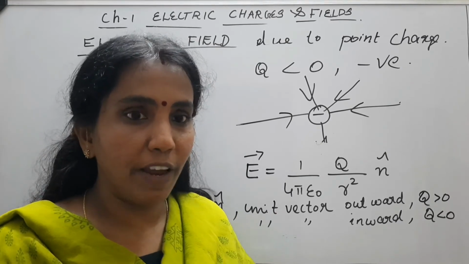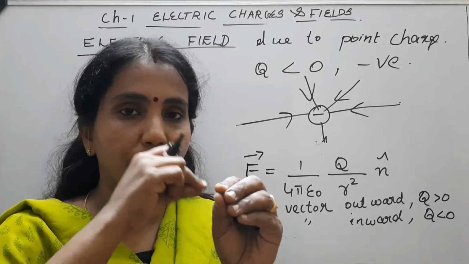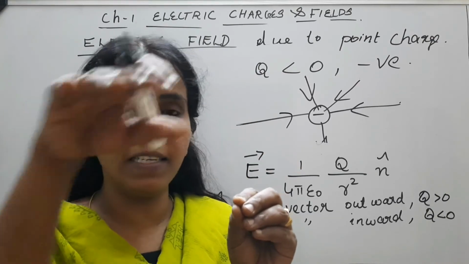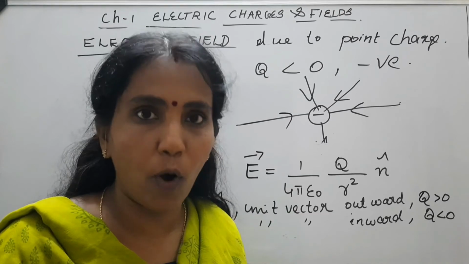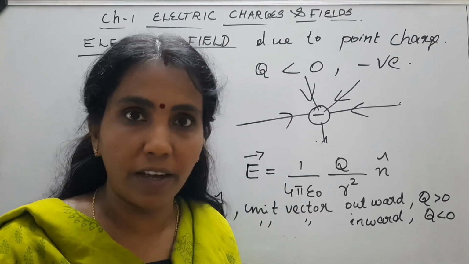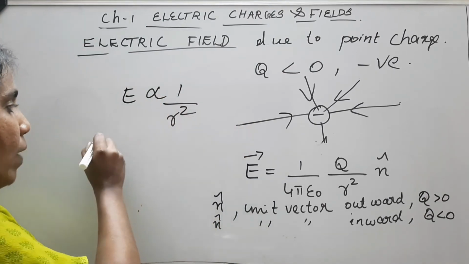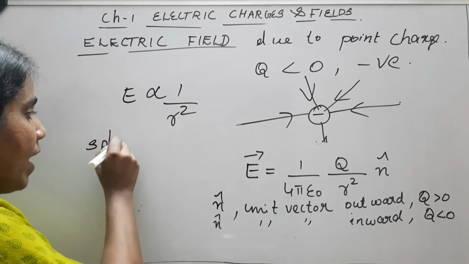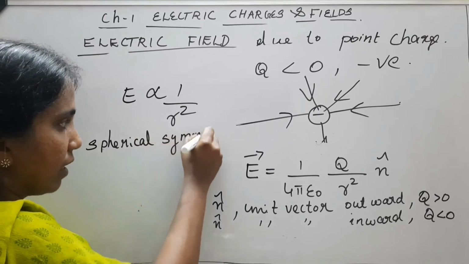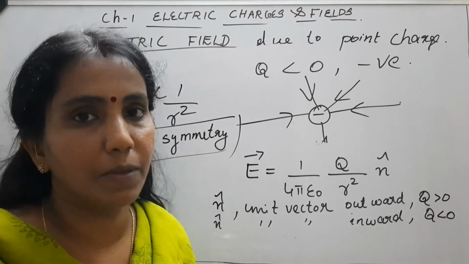Because of that, we say that the electric field due to point charge has got spherical symmetry. Because when we consider point charge, the equidistant points from that point charge in the space, if we consider the collection of all those equidistant points, we get that collection or the locus as what? Sphere. So we say the electric field due to a point charge is spherically symmetric, or it has got spherical symmetry.